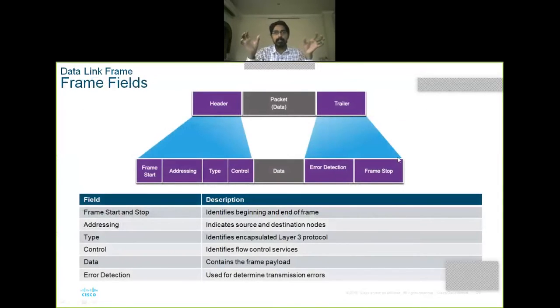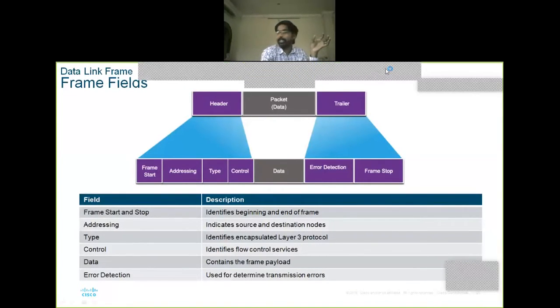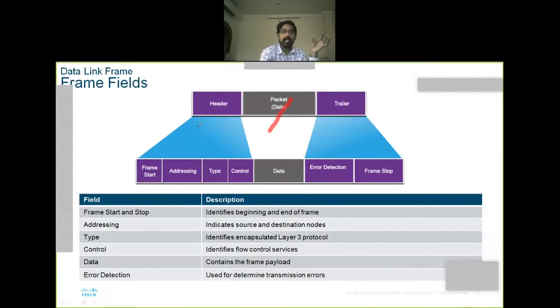So what is actually there in header and what is there in trailer? The center one is our original packet or data. And what were the things there in header? Header contains frame start, addressing, type, and control. You learn or study all these things.